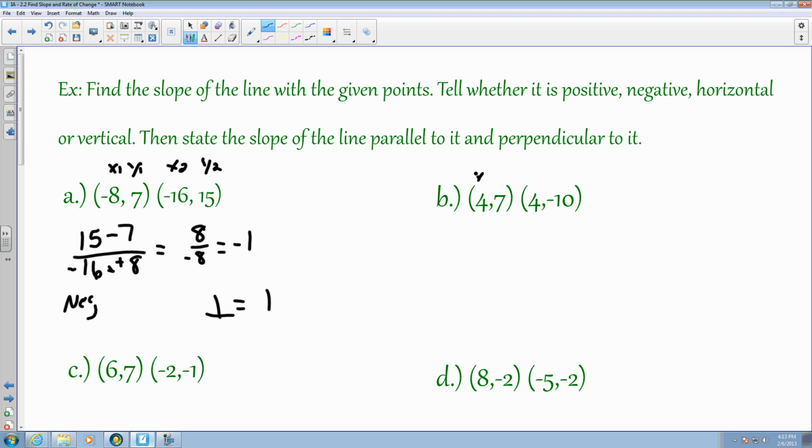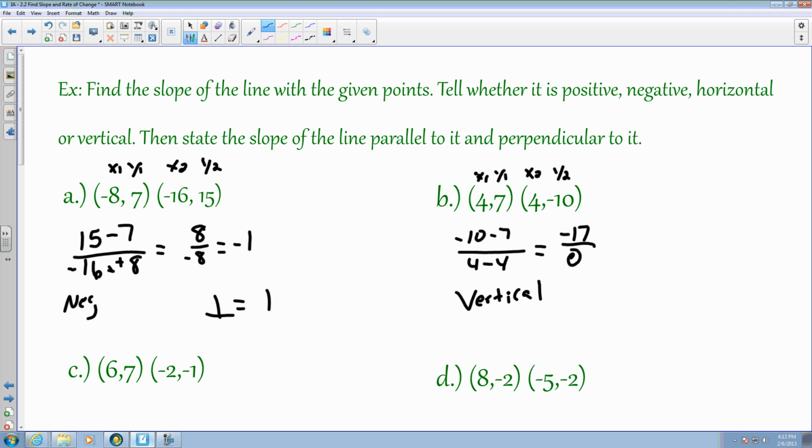So I'm going to say x1, y1, x2, y2. So I got negative 10 minus 7 divided by 4 minus 4 equals negative 17 divided by 0. So what we talked about in the previous slide, if our value in the denominator is 0, that means it's undefined. So if it's undefined, we can conclude that it is a vertical line.